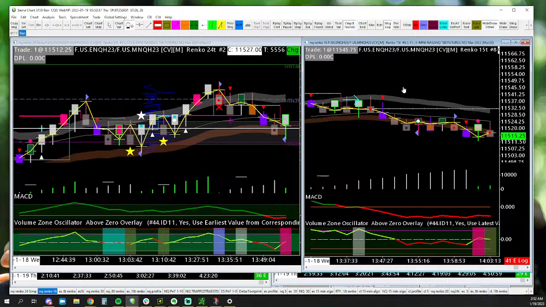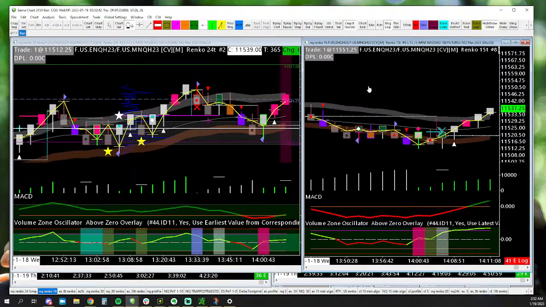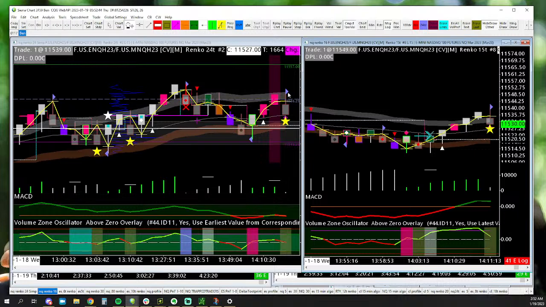Am I wrong? Do they do it one more time? They're so mean if they do. Dude, they are so mean. One more time up there to test this high. Pink bar, star. So you got purple working.